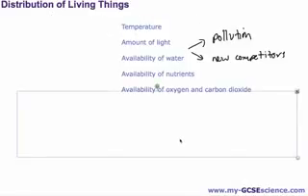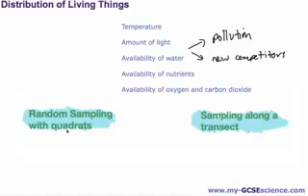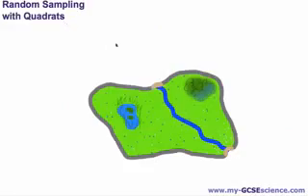But anyway, we're going to look at how we make an estimation of the distribution of living things, and we're going to focus on two methods: random sampling with quadrats and sampling along a transect, or along a transect line. The first one we're going to look at is random sampling with quadrats.